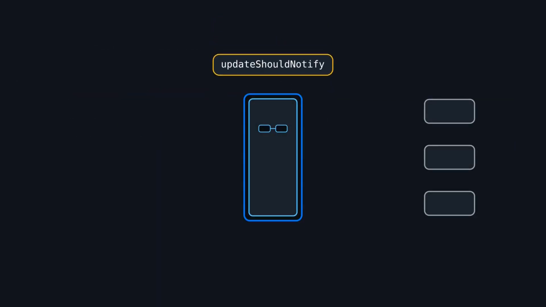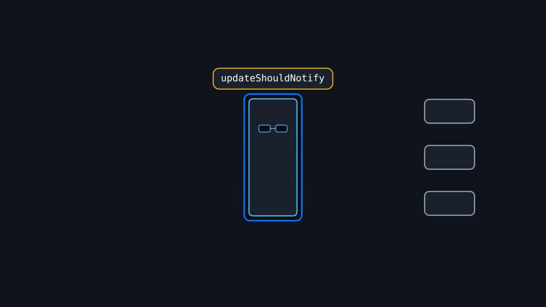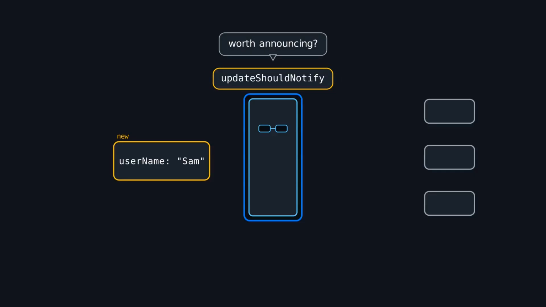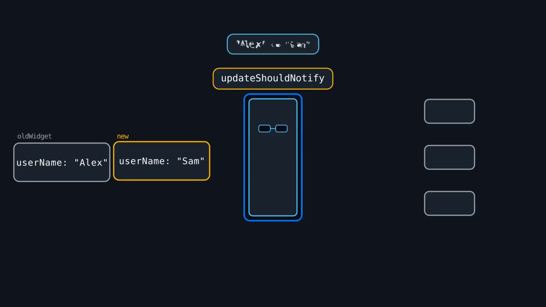Meet updateShouldNotify. The bouncer at the club. Here's the situation. Your InheritedWidget just got rebuilt with fresh data. Flutter now asks a question. Is this change worth announcing? And it hands your method the old widget so you can compare. Return true.